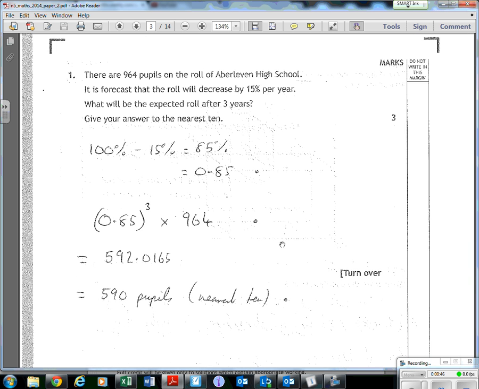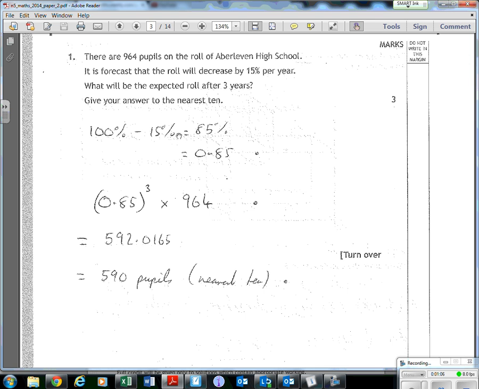Right, number one, the percentage question. There are 964 pupils on the roll of Aberleven High School. The roll will decrease by 15% per year. What will be the expected roll after 3 years? Give your answer to the nearest 10. So there's a bit of rounding in there as well.